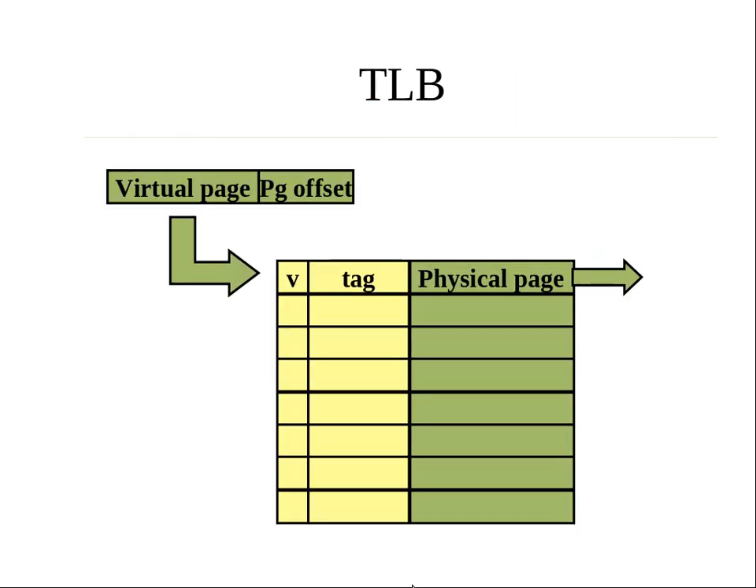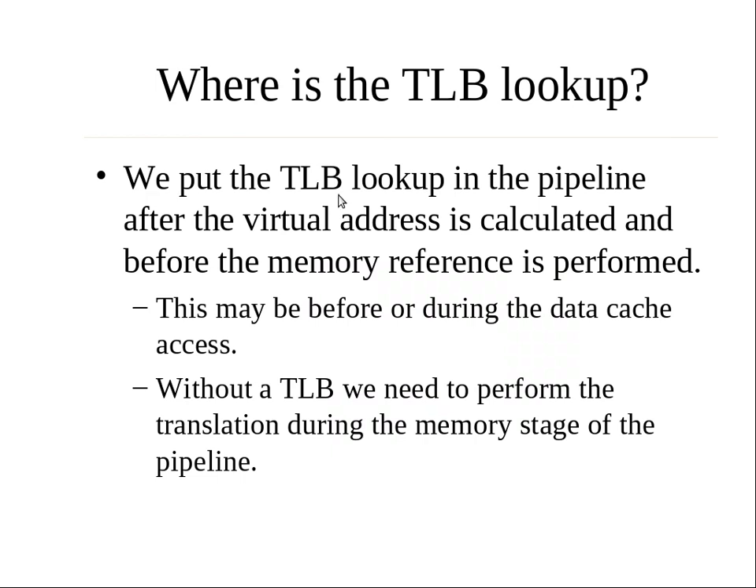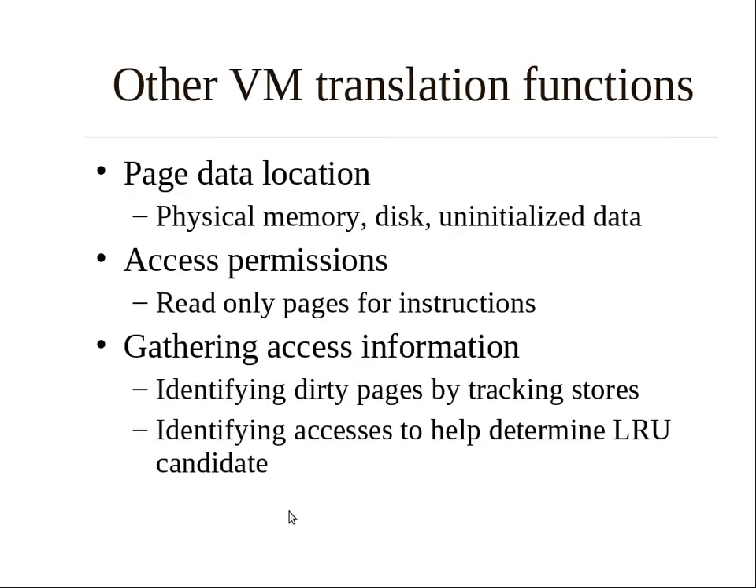So the TLB is a cache. You take the virtual page, you see if it's inside the tag, and then that gives you the physical address afterwards. But the question is, where do we put the TLB? We can put the TLB lookup in the pipeline after the virtual address is calculated and before main memory. This may be before or during the data cache. Without a TLB, we'd have to perform this in a later stage.